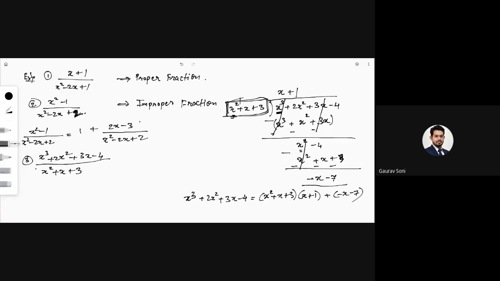So let's substitute this here. So this will be x square plus x plus 3 into x plus 1 plus minus x minus 7 total, divided by x square plus x plus 3. Let's separate the denominator. First में ये cancel हो जाएगा. We have x plus 1 plus minus x minus 7 upon x square plus x plus 3. Please note it down.